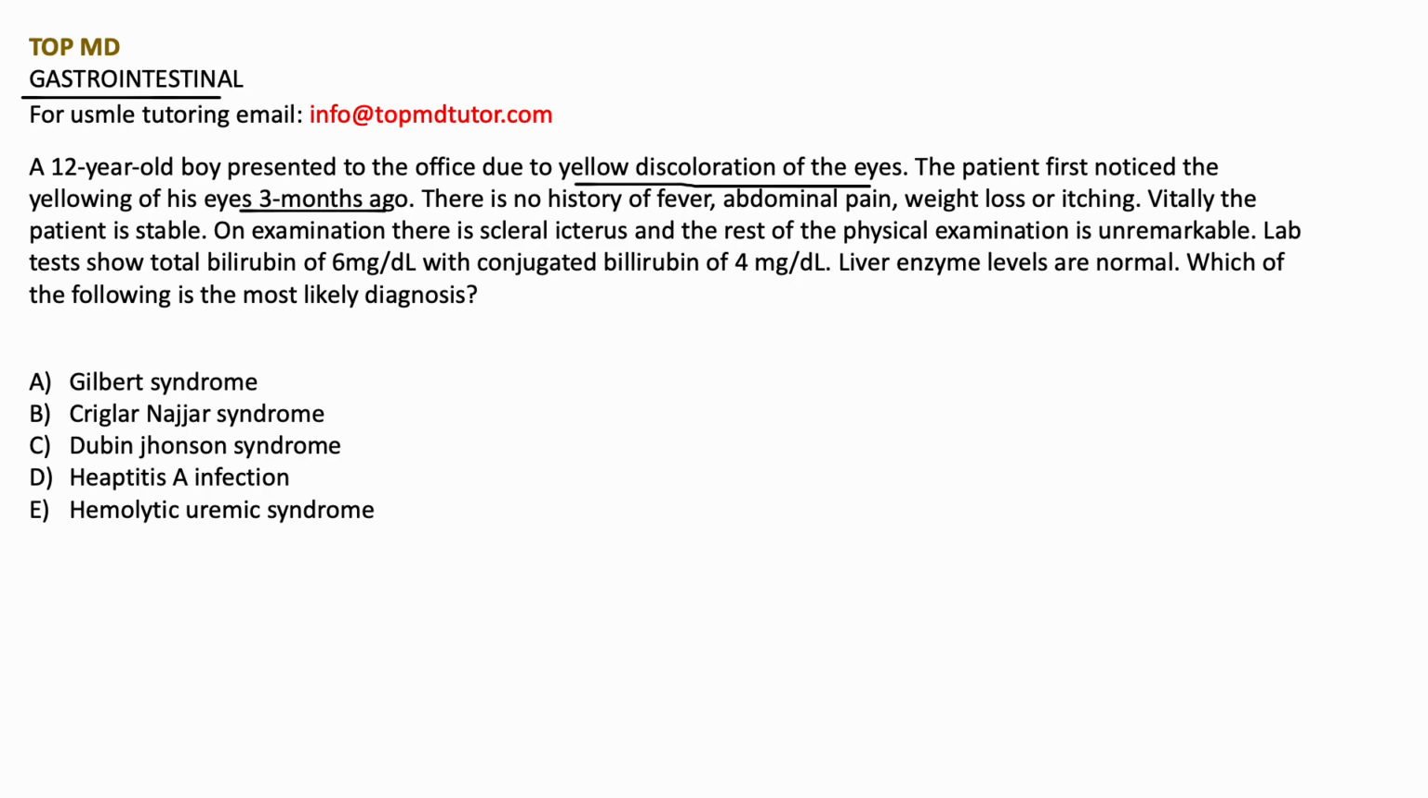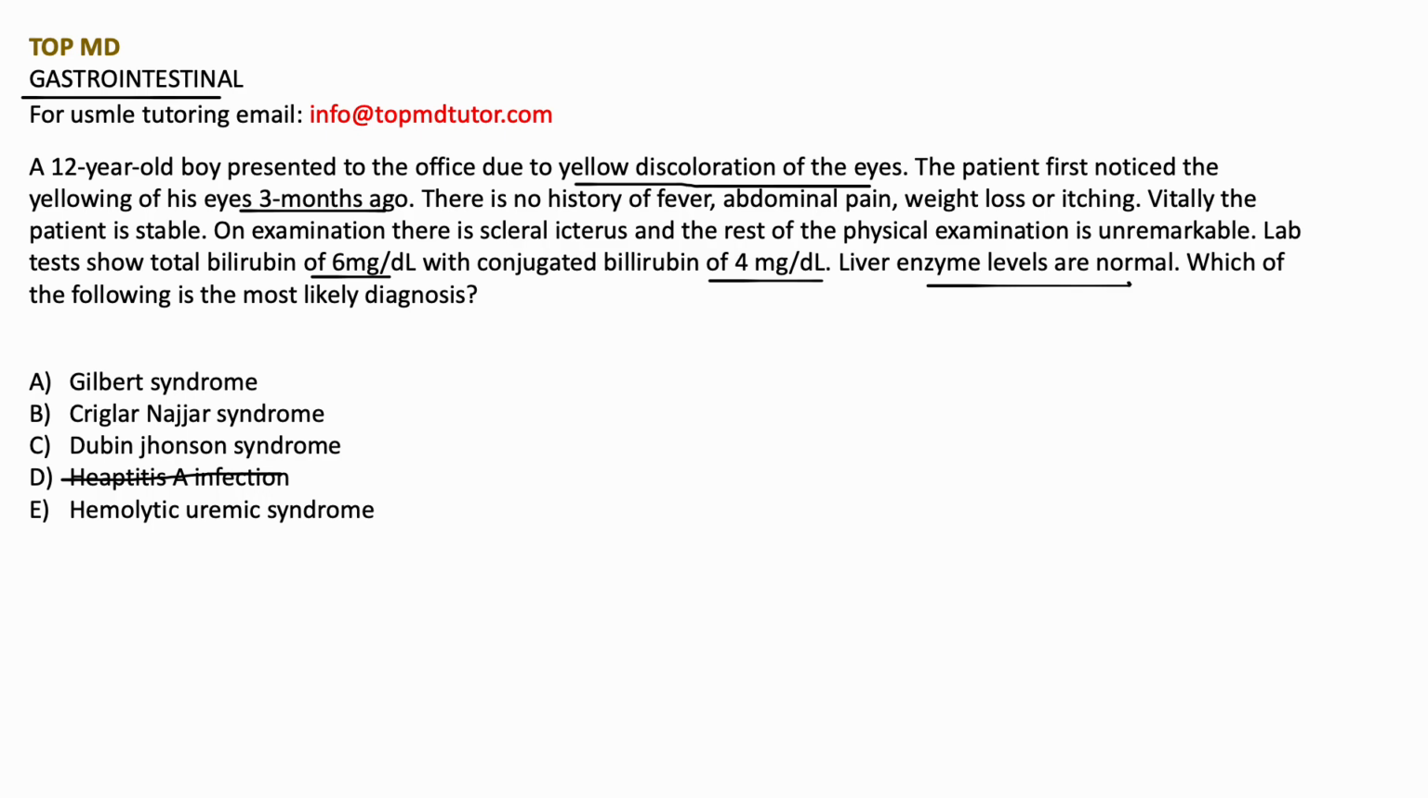Lab tests show total bilirubin of 6 with conjugated of 4, which means it is a conjugated hyperbilirubinemia. Liver enzymes are normal, so LFTs are normal. Which of the following is the most likely diagnosis? So remember, liver enzymes are normal, so we can rule out things that would cause elevation of the liver enzymes, AST and ALT. Hepatitis is ruled out because it will cause significant elevation in AST and ALT.